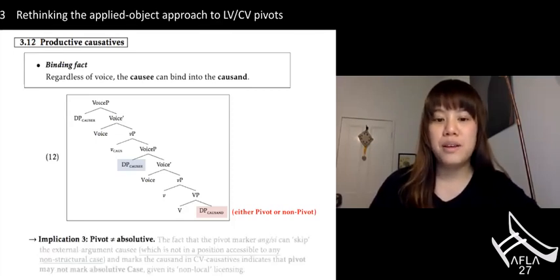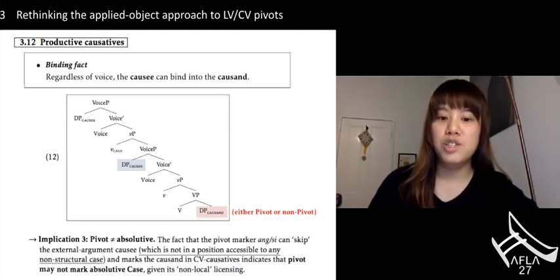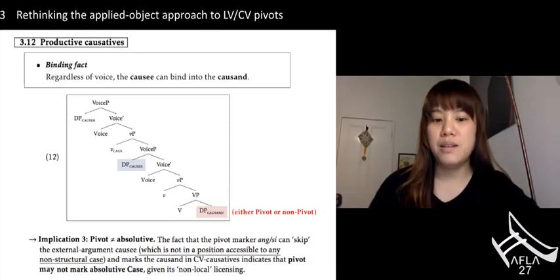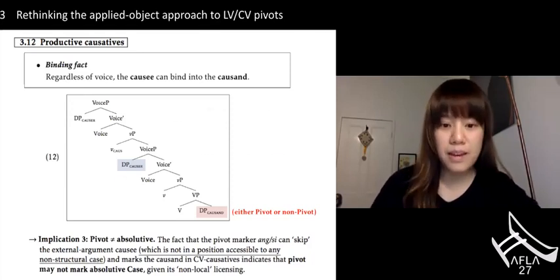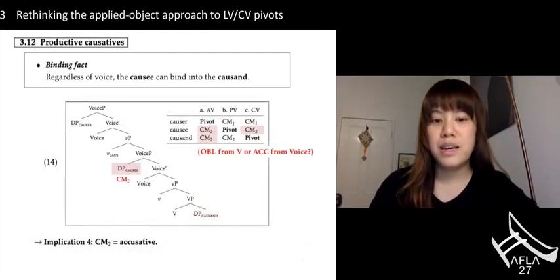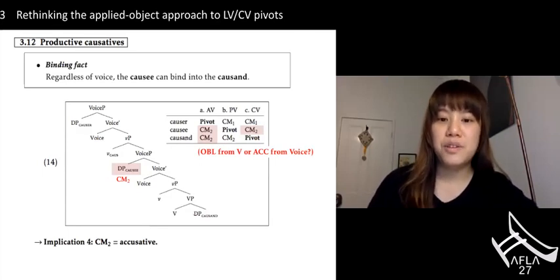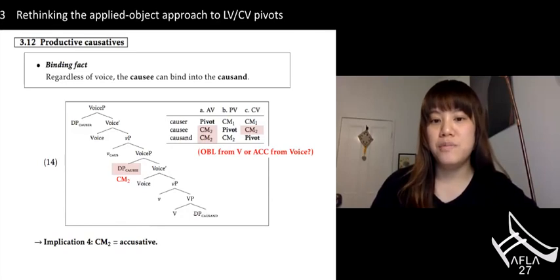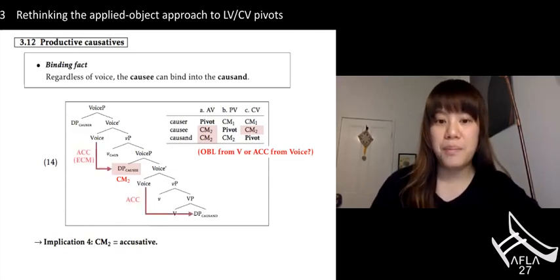And third, importantly, the fact that the binding relation is unchanged regardless of voice alternation suggests that the licensing and pivot marking doesn't respect locality. This casts doubt on analyzing it as absolutive case. And finally, the fact that the case marker CM2 is available to the causee in this kind of productive causative provides some good evidence for analyzing it as structural accusative rather than lexical oblique case. As in that external argument position, there is no lexical oblique case licensor available, whereas the case pattern we're seeing here follows directly from an accusative analysis.